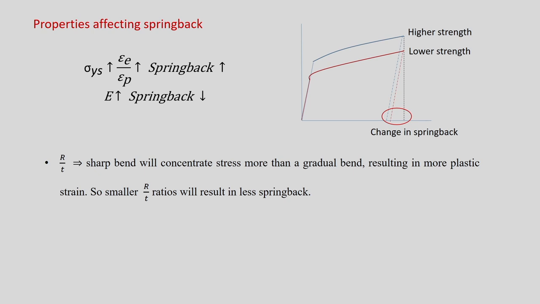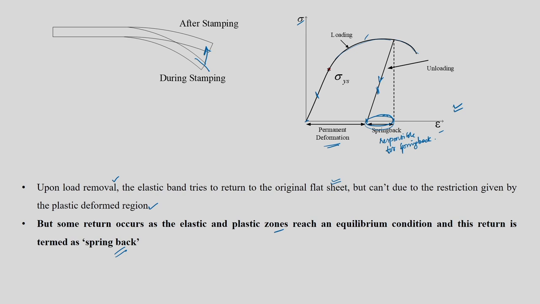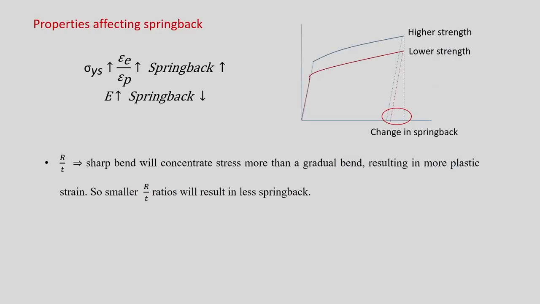Now, with respect to this diagram, one can tell some important properties which can affect spring back. For example, the strength of the material. I have given a simple example here. Suppose this is your sigma versus epsilon graph. This black color portion is your high strength material, and the red color one is your low strength material. At the same strain, when you deform it and then unload it, the red one, low strength, will unload along this path, whereas the blue one will follow this path, and you will see a change in the spring back. High strength has more change in strain, which is responsible for more spring back. So, the larger the strength, the larger the spring back.